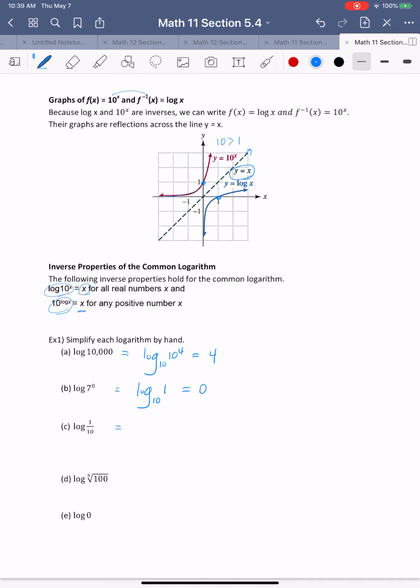Also, log base 10 of 1/10 is the same as 10 to the negative 1 power, which gives negative 1. And then the log of the cube root of 100, where 100 is the same as 10 squared. If you change to the rational exponent, it becomes 2/3, so it equals 2/3. And log of 0 is undefined. Log of 0 is not possible.